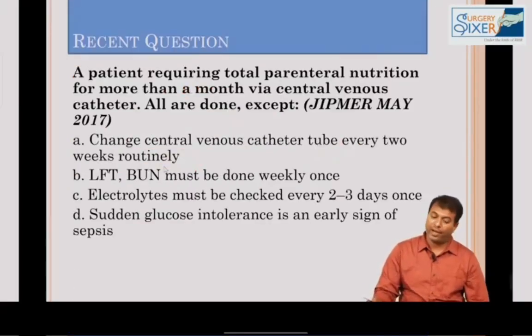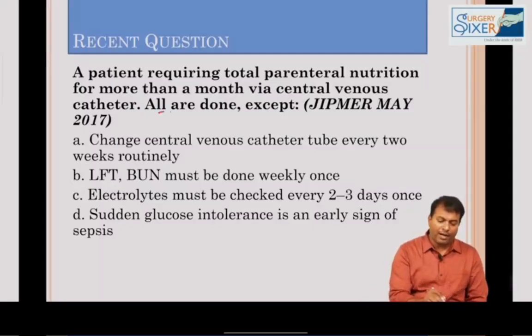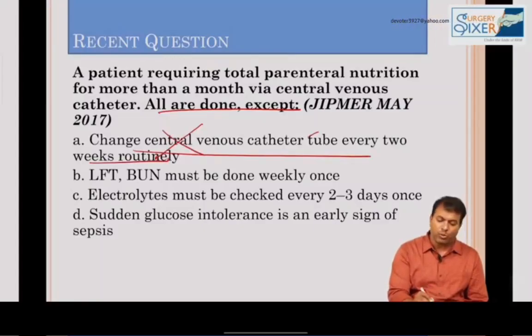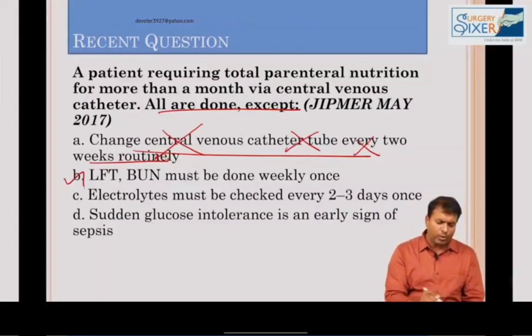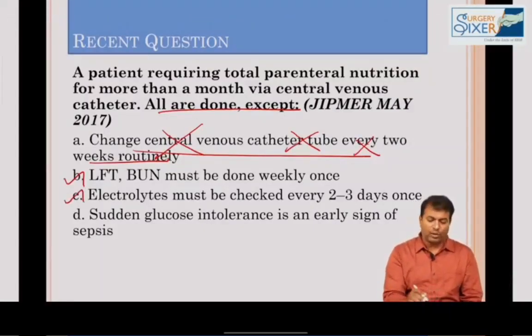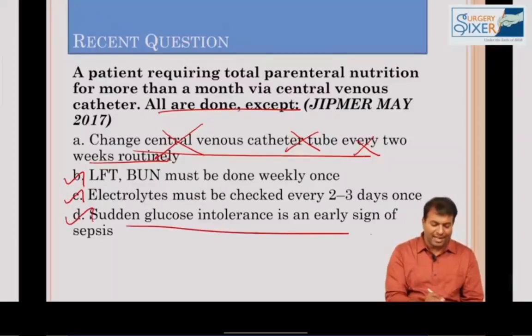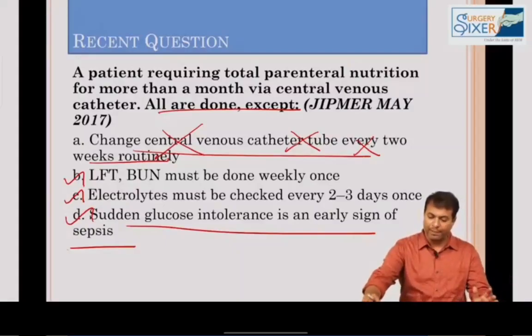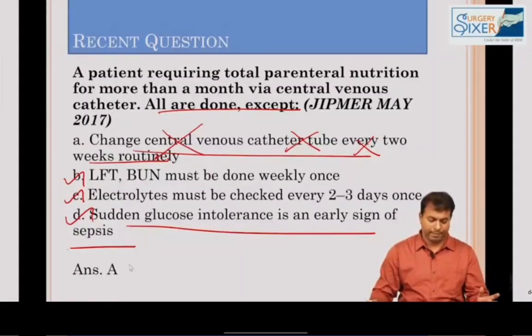A patient requiring TPN for more than a month via central venous catheter, all are done except. Change central venous catheter every 2 weeks, no, wrong, it should be changed only when there is catheter-related sepsis. RFT and LFT should be done weekly once, electrolytes must be done weekly twice. Sudden glucose intolerance is an early sign of sepsis, correct. So answer is A. We don't change the catheter frequently, we should change it only when there are signs of sepsis. Please don't forget this point.